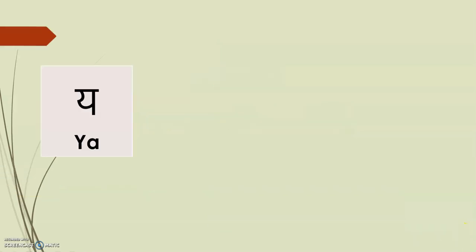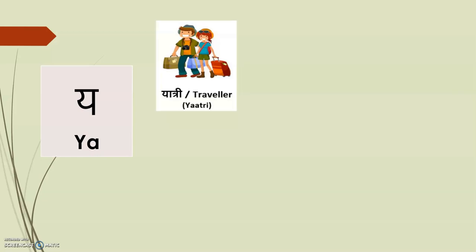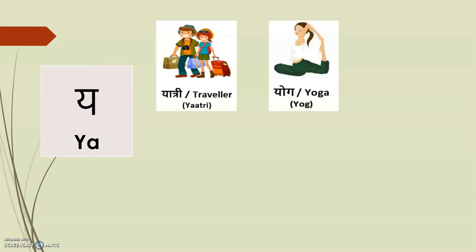So let's begin. The first letter that we see here in the sixth group is Y. In the first picture, we can see a traveler which is called Yatri. It is called Yatri in Hindi. If we go to the next picture, we can see a lady doing yoga. So this is yoga. Yoga in Hindi is called yog.